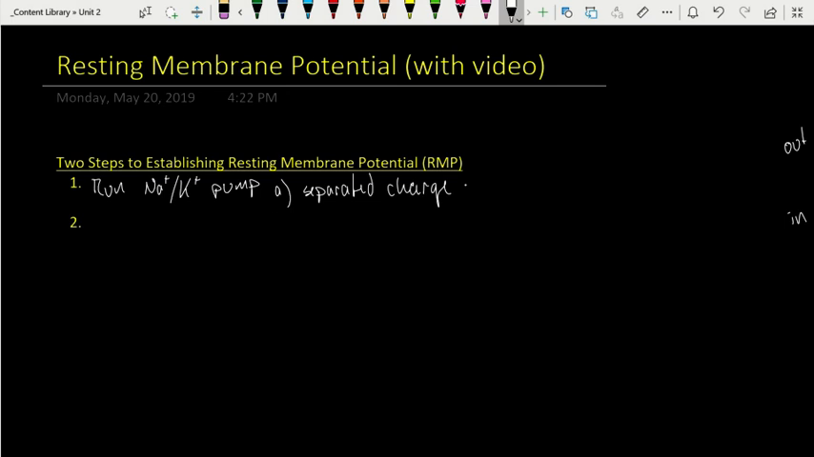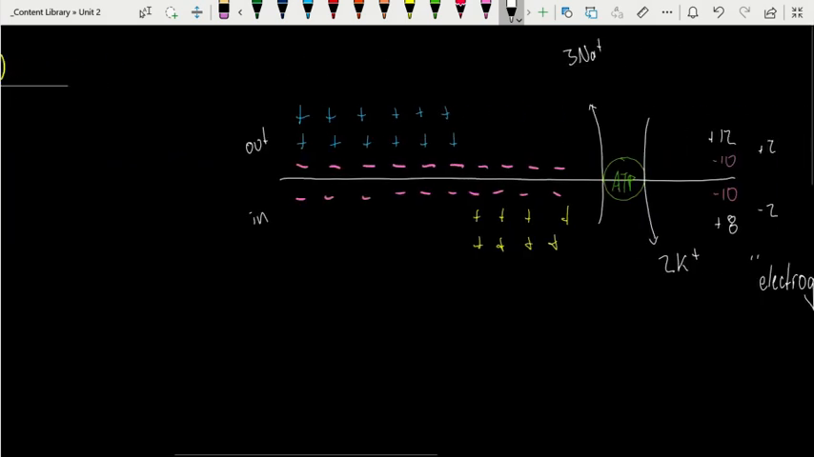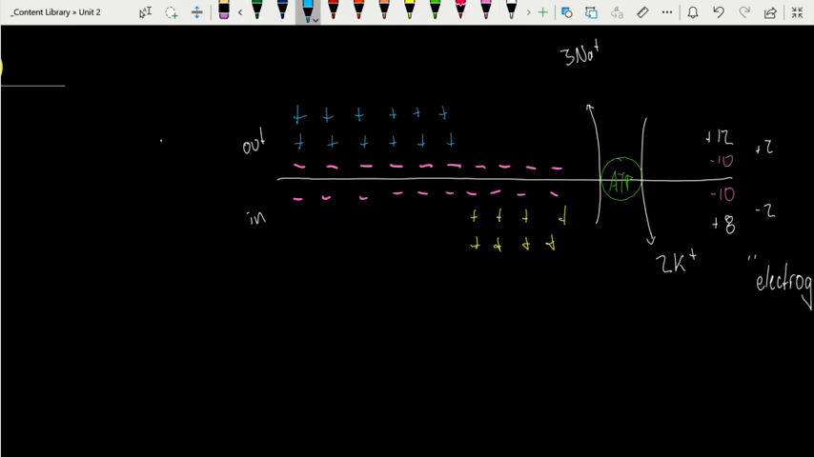It got us started. B, and most importantly, it created two gradients. Areas where we have contrasting concentrations. So we see a gradient of sodium that's high on the outside but low on the inside, and we see a potassium gradient that's just opposite. Potassium is high on the inside but low on the outside.